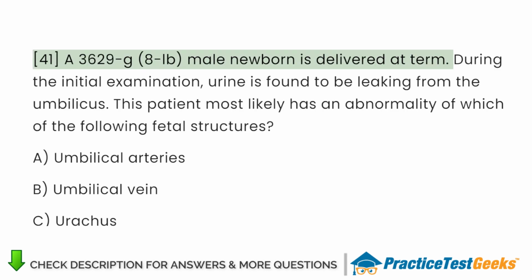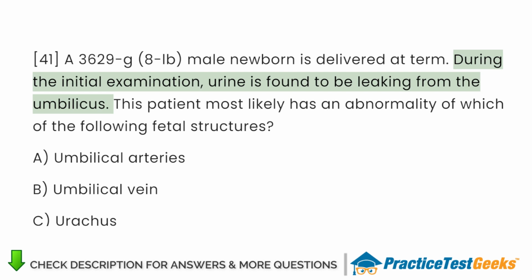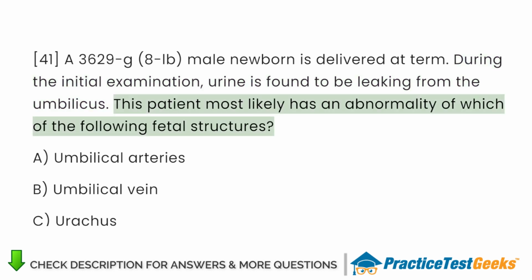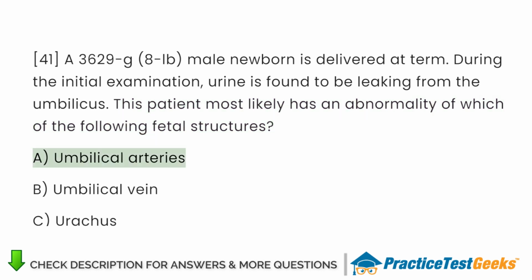A 3629 g, 8-pound male newborn is delivered at term. During the initial examination, urine is found to be leaking from the umbilicus. This patient most likely has an abnormality of which of the following fetal structures? A. Umbilical arteries. B. Umbilical vein. C. Urachus.